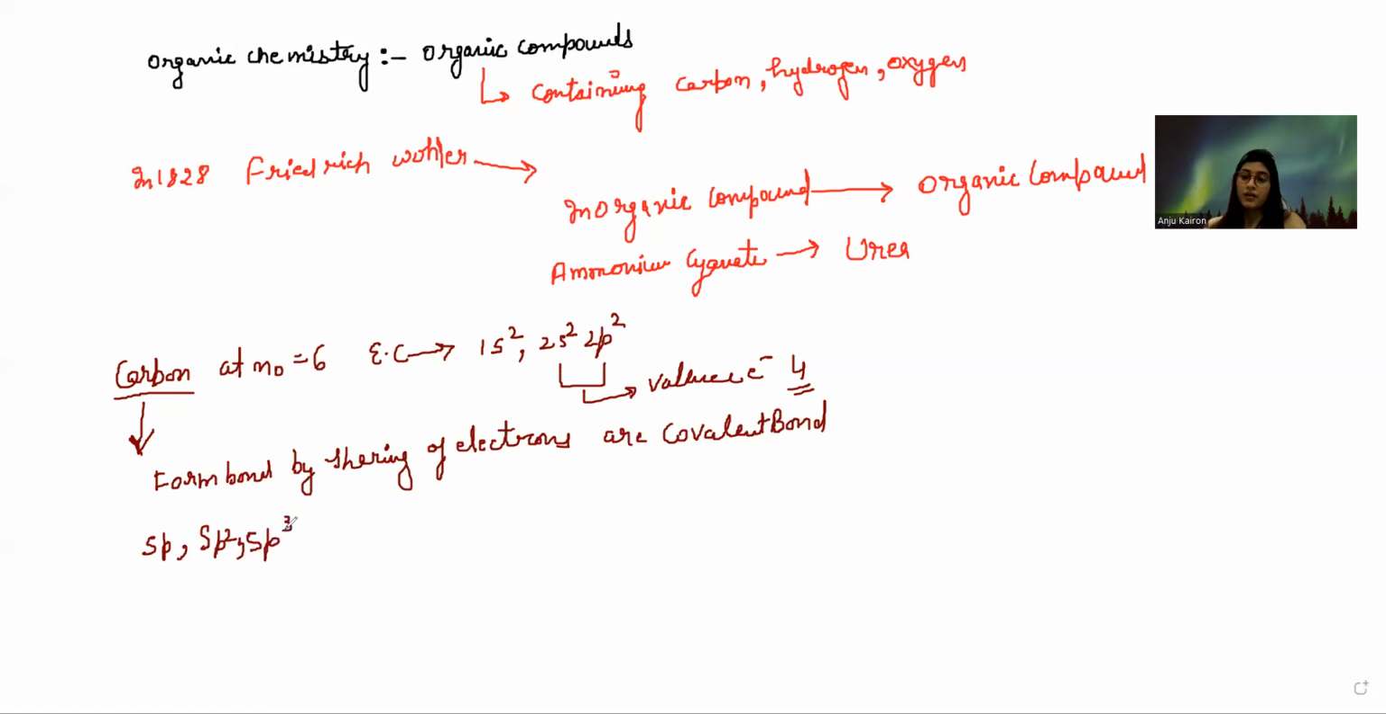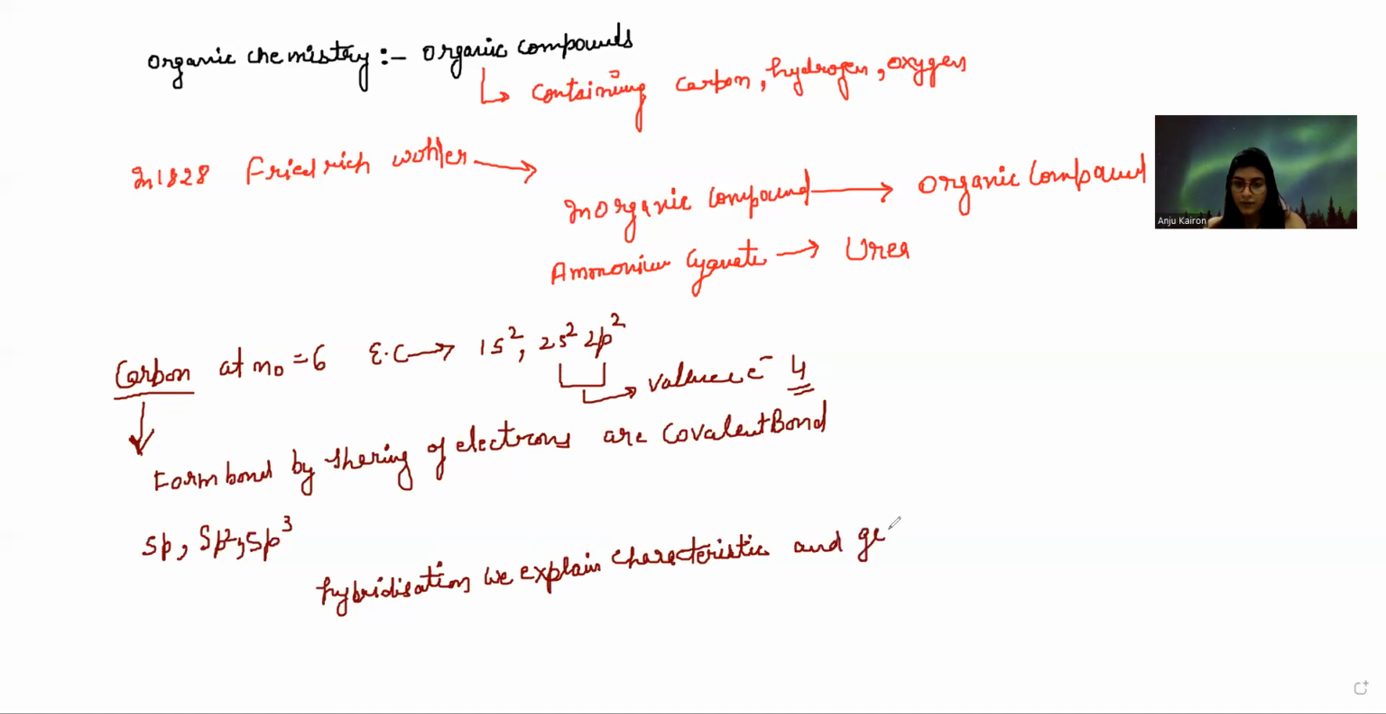Next, carbon has sp, sp2 and sp3 hybridization. Now you must be thinking, what is hybridization and why do we need it? We need hybridization because by hybridization we explain the characteristics and geometry of polyatomic molecules. So that's why we need hybridization.